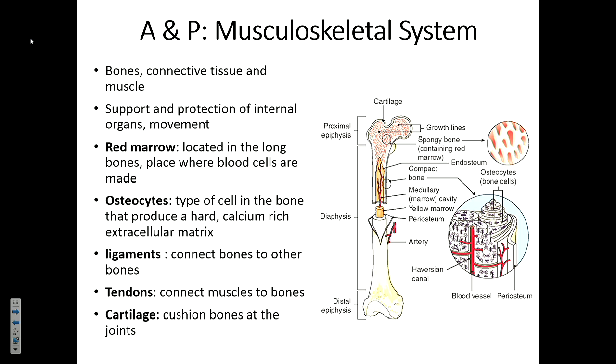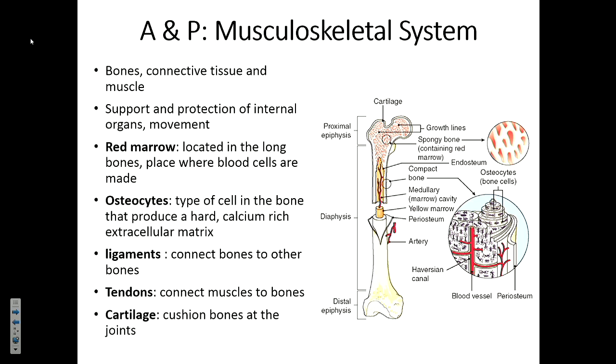So that's an expectation that you should know what that is and what that means. Essentially, what we're looking at when we talk about the musculoskeletal system is the bones, the connective tissues, and muscles. All right, making sure that you know the structures and the functions for each of these systems. So the main function of the musculoskeletal system is going to be support and protection of the internal organs. And also when we're talking about your skeletal system, movement as well.